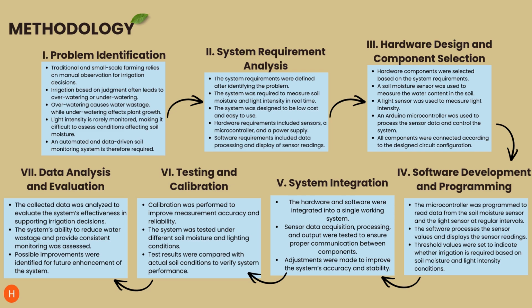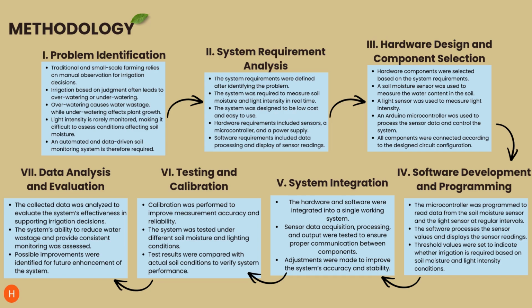The third step is hardware design and component selection. Hardware components were selected based on the system requirements. The soil moisture sensor was used to measure the water content in the soil. A light sensor was used to measure the light intensity. An Arduino microcontroller was used to process the sensor data and control the system. All components were connected according to the design circuit configuration.